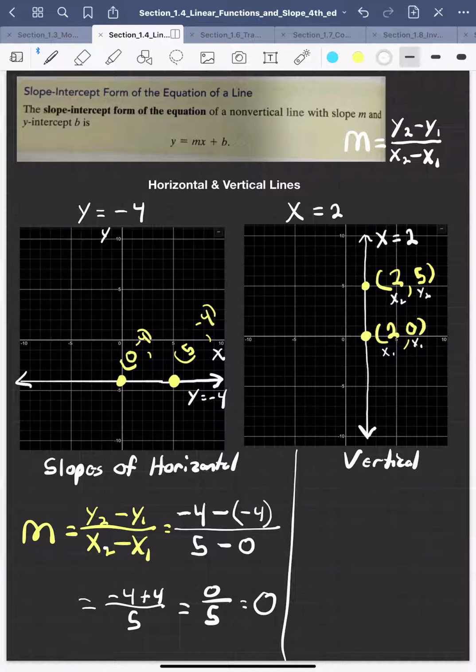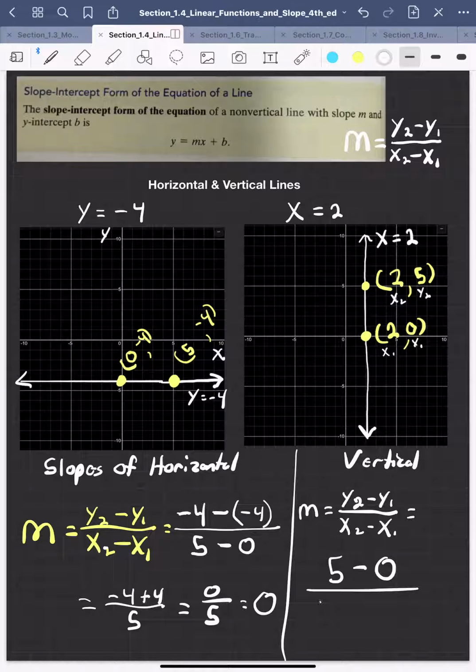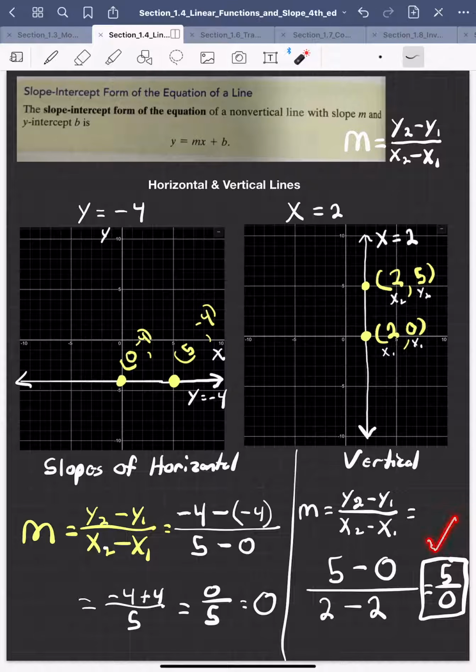We'll say this is x1, y1, x2, y2. Ready? Now let's plug everything into the slope formula. So we're going to end up with y sub 2, which is 5, minus y sub 1, which is 0, divided by x sub 2, which is 2, minus x sub 1, which is 2. So we end up with 5 over 0. Now, 0 divided by 5 is a perfectly legit operation. But 5 divided by 0 makes absolutely no sense.